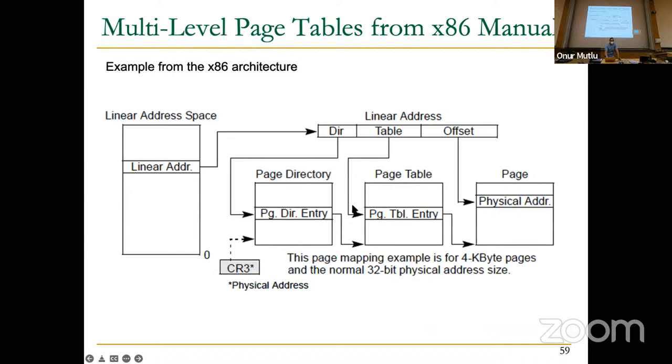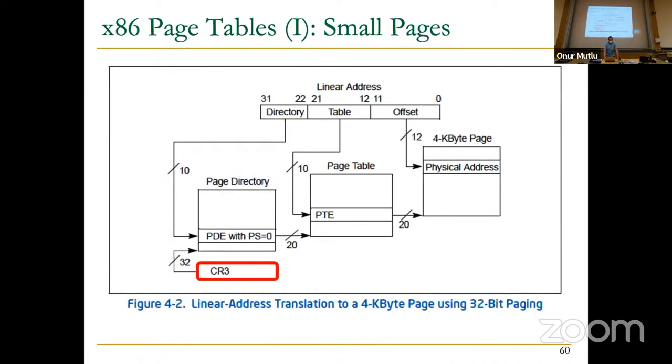Okay, so this is x86, basically. You can see in this particular case, this is the first level page table. They call it page directory, which is nice, actually. CR3 is basically the physical address, as you can see over here. That's the page table base register in x86 terminology. And you basically do what we just discussed: index into the first level page table, get the base address of the second level page table, index into it using these portions of the virtual address, get the translation, assuming you hit in physical memory, of course, right? And you can see that these are 4 kilobyte pages and the normal 32-bit physical address size. This is small pages.